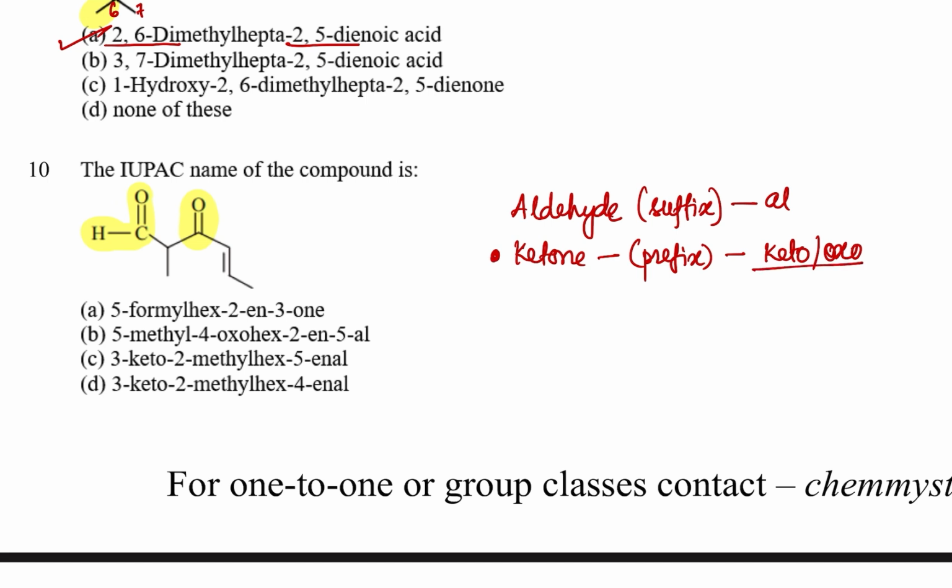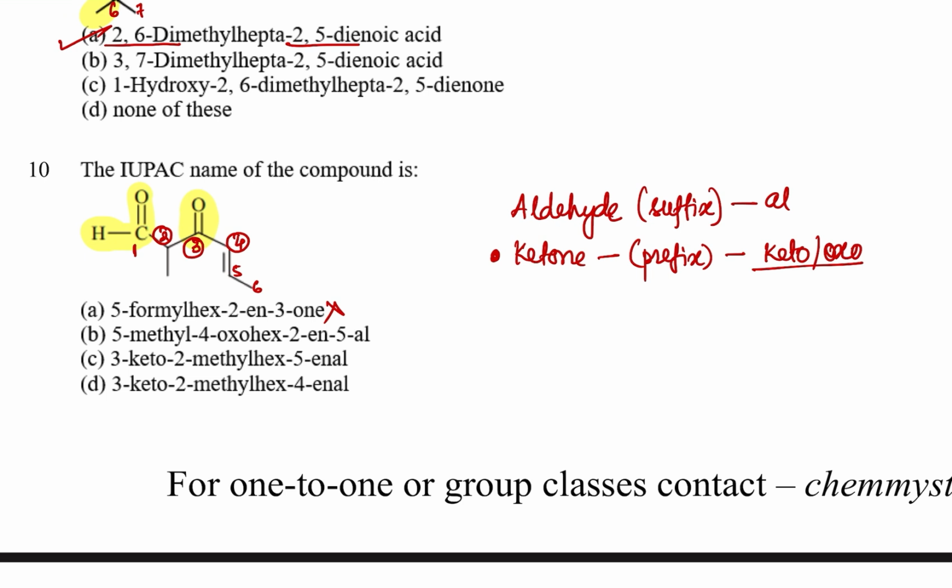So we'll start the numbering from the highest priority, 1, 2, 3, 4, 5 and 6. Hex will be the term. At the third place we have keto. At the second position we have a methyl group. At the fourth position we have a double bond. Let's see. 5, no, this is wrong. They have given priority wrong. Next one, 5 methyl. At the fifth position we don't have any methyl group, wrong.